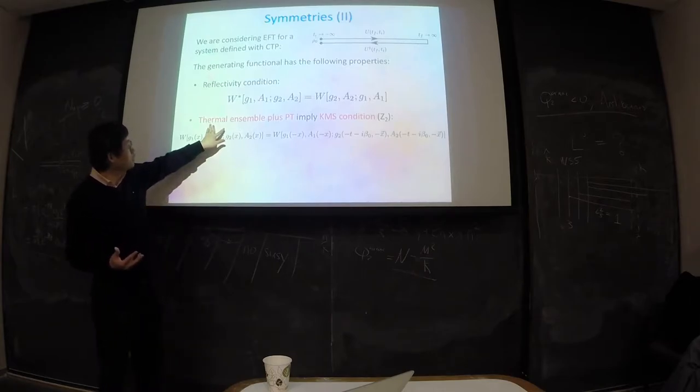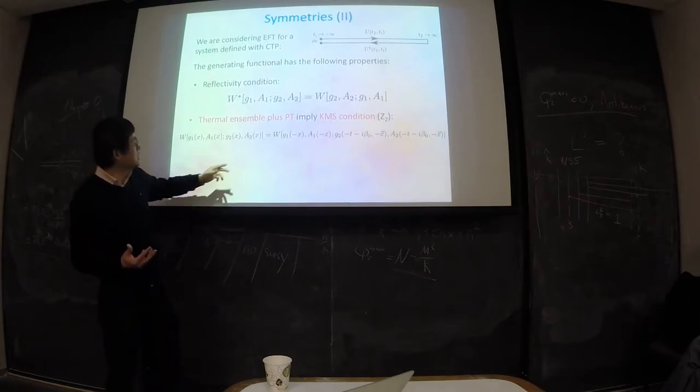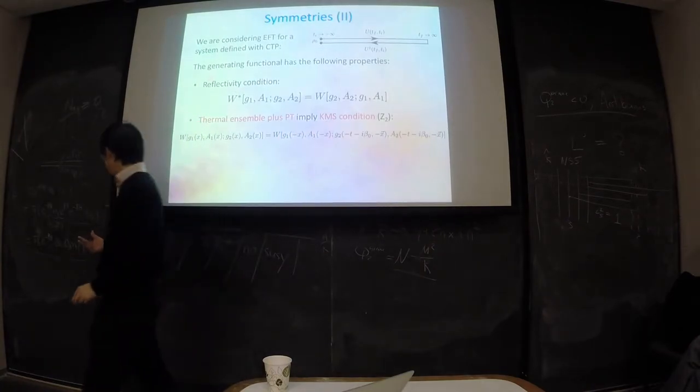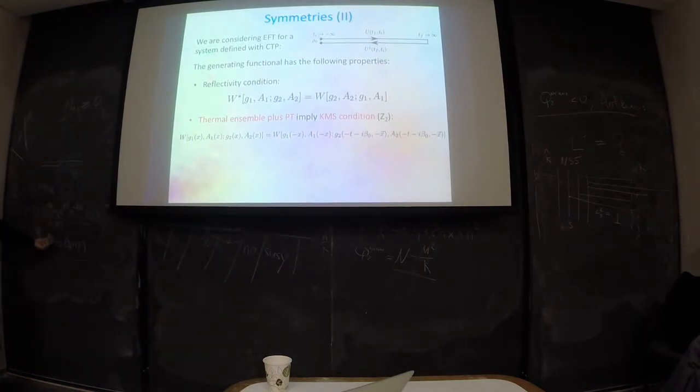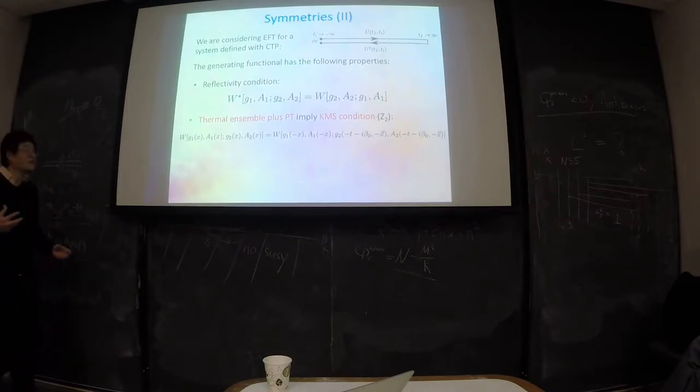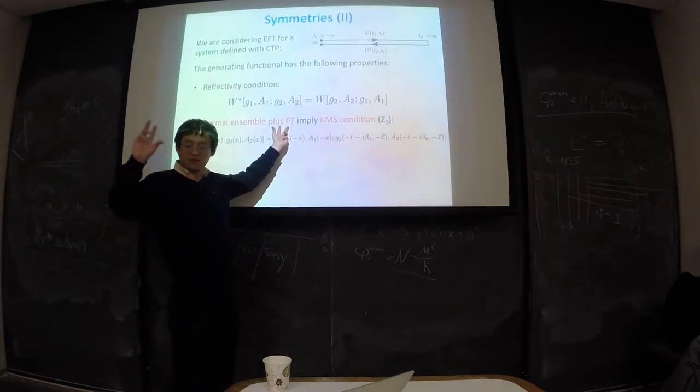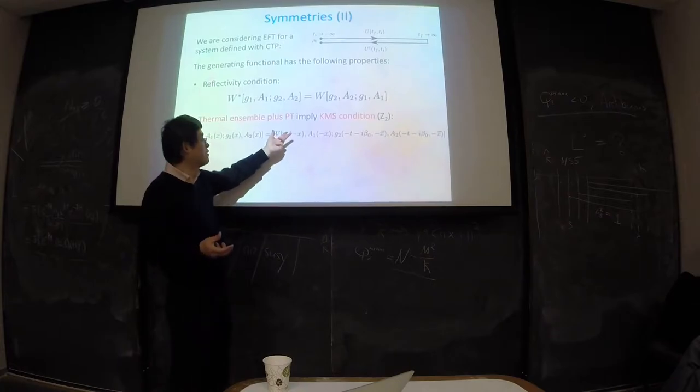And actually, an important subtlety is that the KMS condition cannot be imposed by itself. You see, already at the two-point function, you change the order. So it's not a symmetry of the correlation functions. It relates one set of correlation functions with another set of correlation functions. Only when you combine it with PT, with the time reversal, does this become a symmetry.